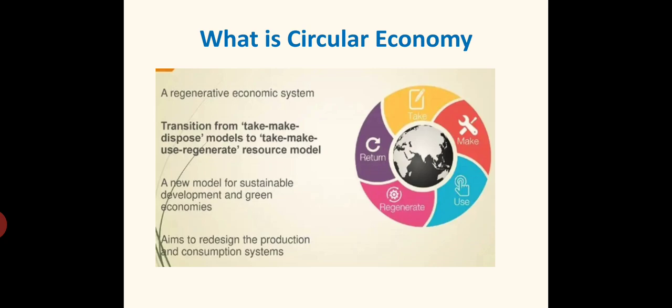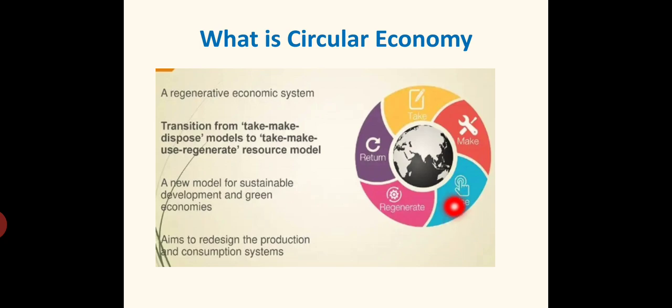So coming to what is circular economy, we can simply say it is a regenerative economic system, transition from take, make, dispose model to take, make, use, regenerate, resource model. That is what is happening in a circular economy. You can see here comes the take part, that is we are consuming the natural resources, then we will be making the products. So manufacturing side is coming here. Once it is manufactured, the consumers will be using that particular product, whatever product it may be. Then after using, in the linear economy, what is happening is it is directly disposed. That is what is happening in a linear economy.